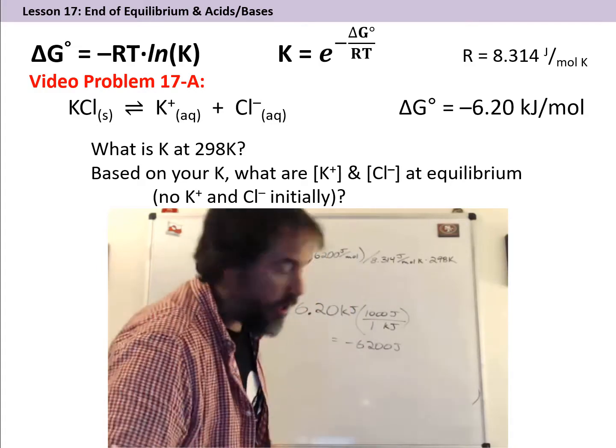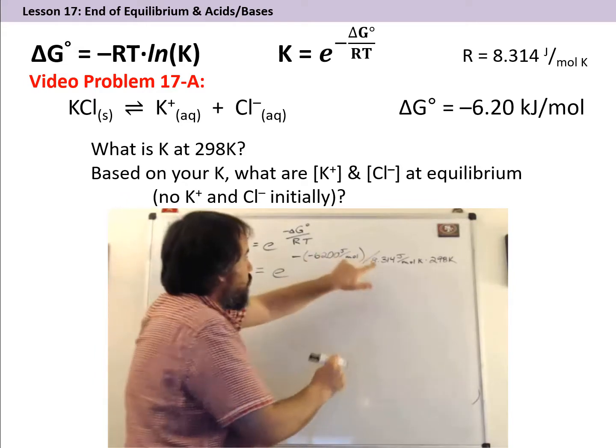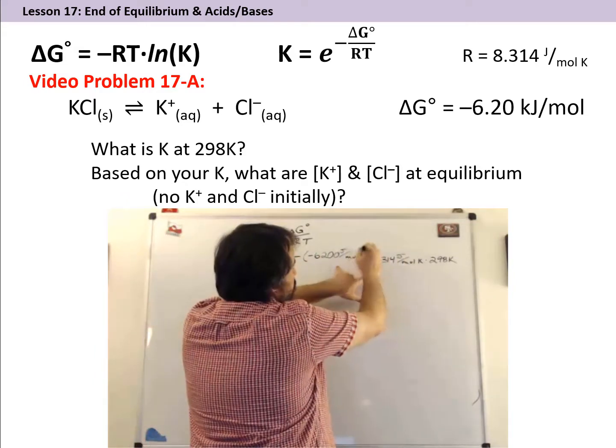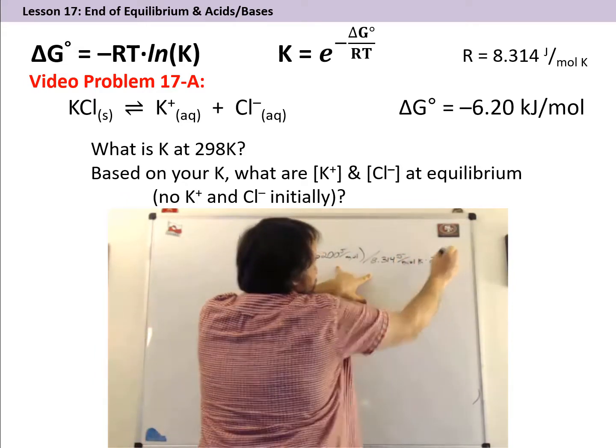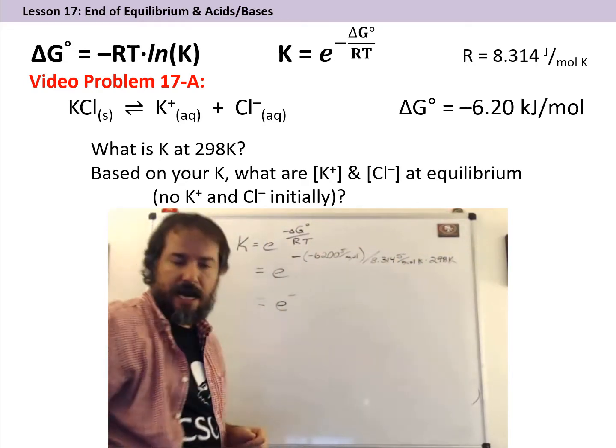All right. Always make sure units work out. Notice joules and joules will cancel out. Moles and moles will cancel out. K and K will cancel out. All right, so this will give me e to the negative.